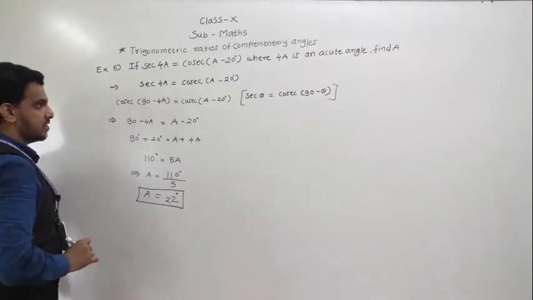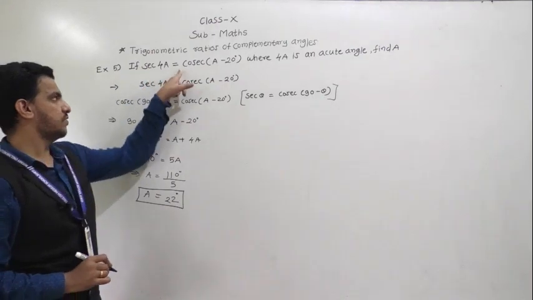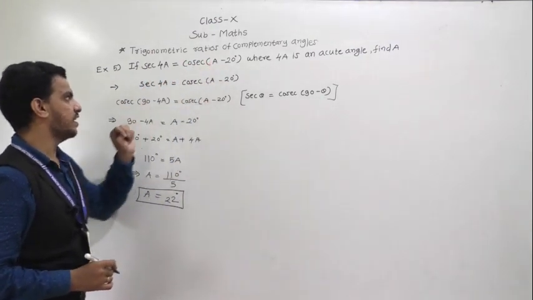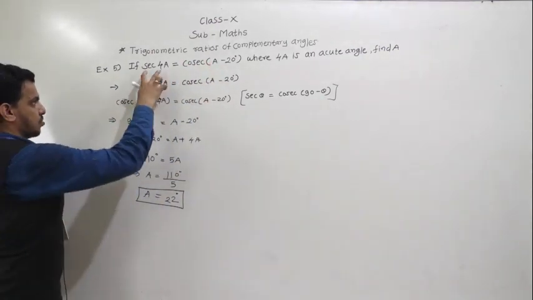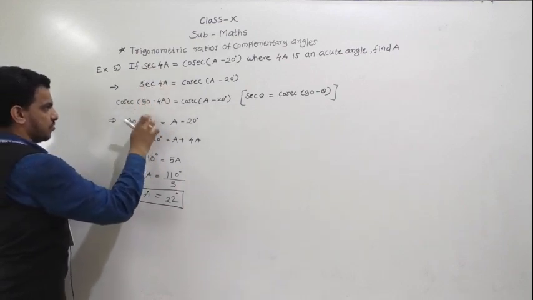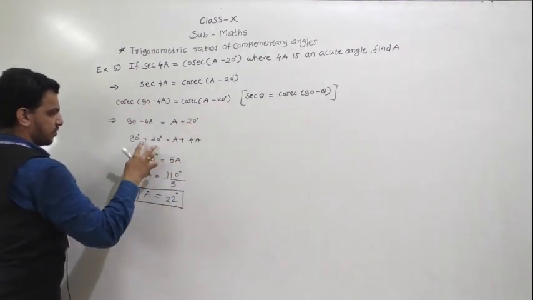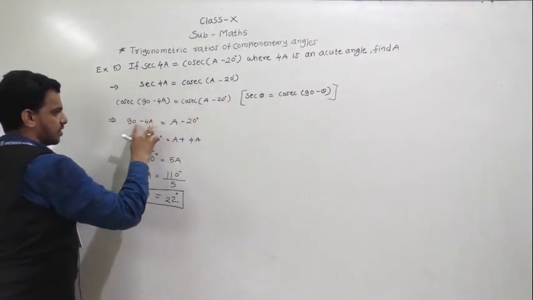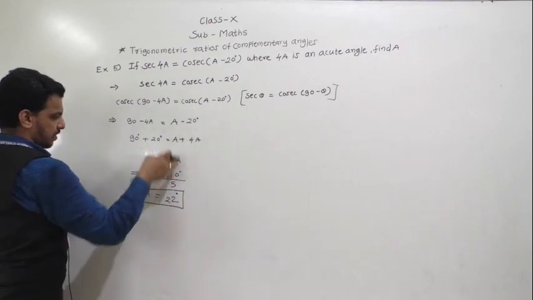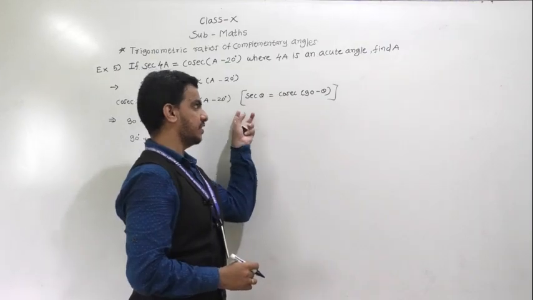So this type of example is solved this way: sec 4a is equal to cosec of (a minus 20 degree). Change this sec 4a into cosec and then solve. Compare angles: 90 minus 4a is equal to a minus 20. Equate the angles, 90 minus 4a is equal to a minus 20 degree, and then find the value of a. Now we will take another type of example.